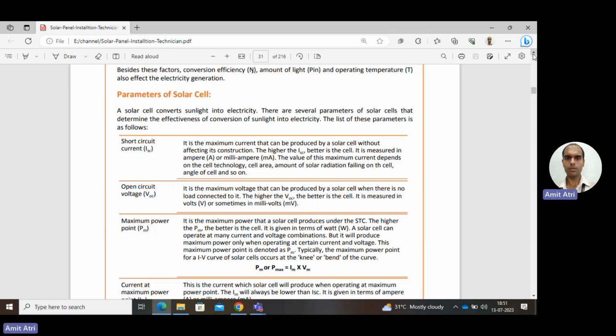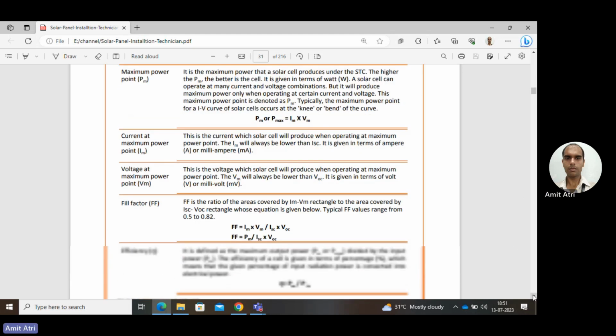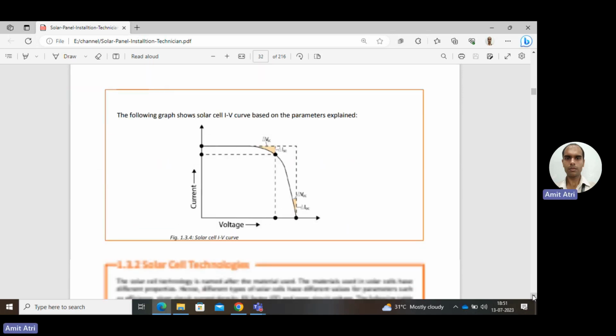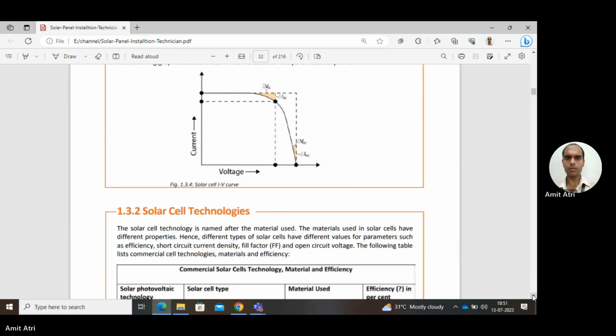There is a curve, the current and voltage curve of a solar cell. Here is the curve, with voltage on the x-axis and current on the y-axis. This is the solar IV curve.